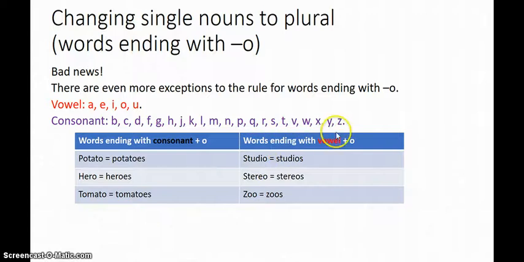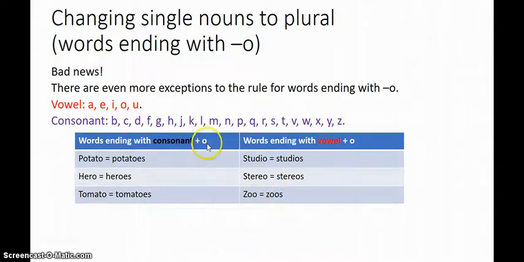Words ending with a vowel plus O, so let's remember any of these letters are vowels. Words ending with vowel plus O get S. So studio, my vowel is I plus O only gets S, it does not get ES. My vowel is E plus O gets S, stereos. My vowel is O plus another O gets S, zoos.